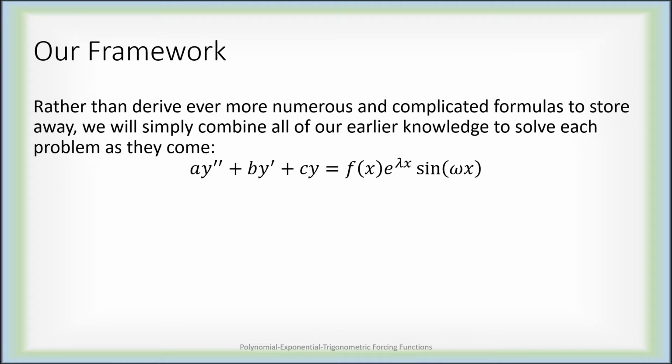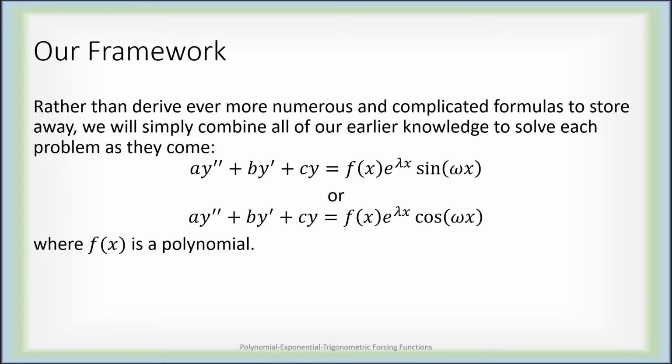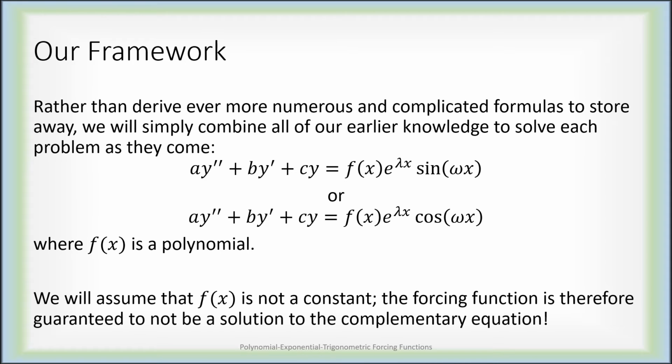So maybe we have ay'' + by' + cy = f(x) e^(λx) sin(ωx), or the same thing with a cosine, where f(x) is a polynomial. So a linear second-order equation with constant coefficients, and a forcing function that's a polynomial times an exponential times either a sine or a cosine. We're going to assume that f(x) isn't constant.